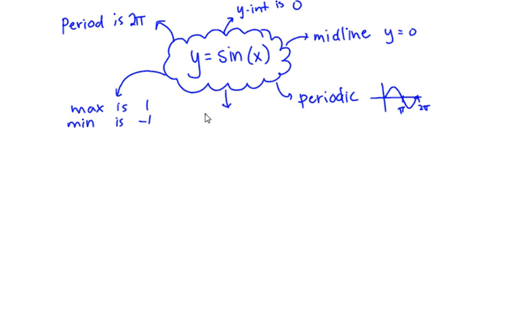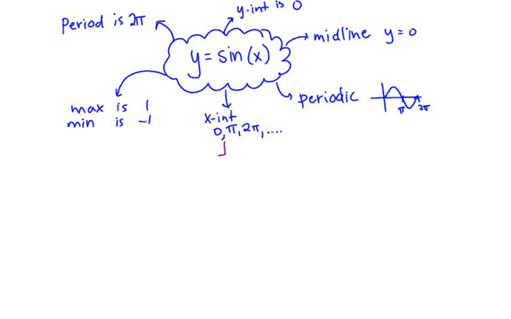Okay, what's the x-intercepts? X-intercepts. 0. What else? Pi. What else? 2 pi, etc. 3 pi, 4 pi, 5 pi. Every pi there's an x-intercept. Okay, so that's the graph of y equals sine x.